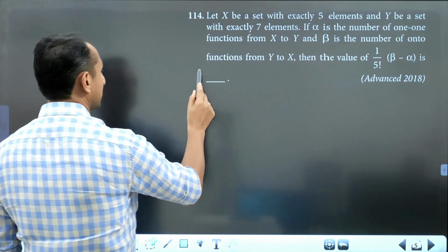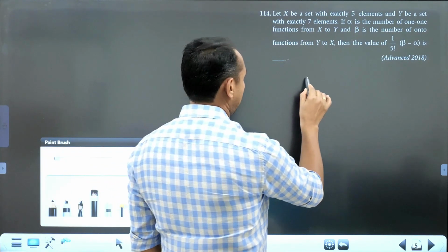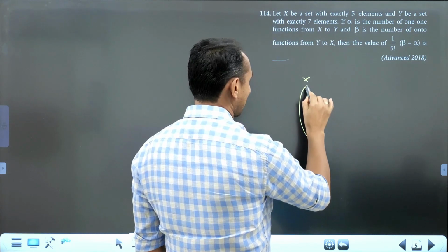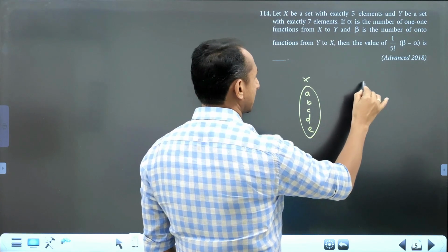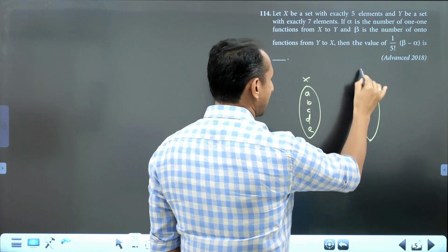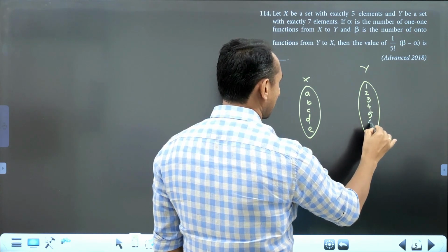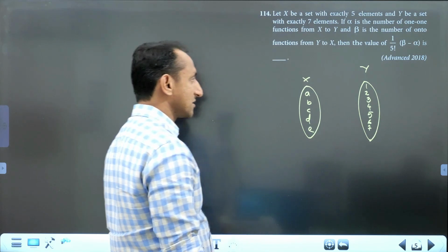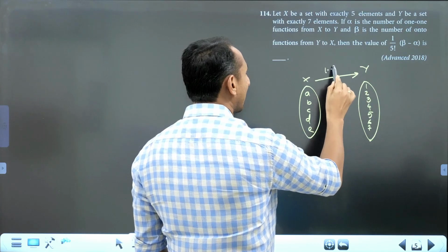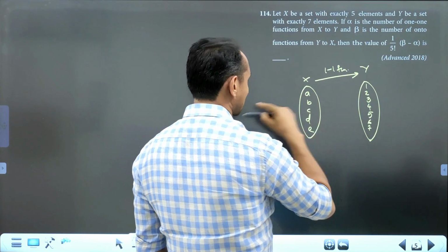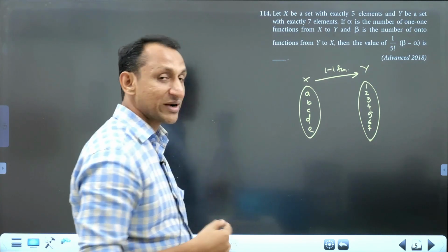Okay. See, the first set X contains 5 elements A, B, C, D, E. The second set Y contains 7 elements 1, 2, 3, 4, 5, 6, 7. How many one-one functions are there from X to Y?